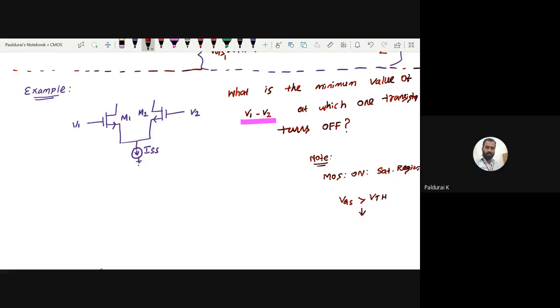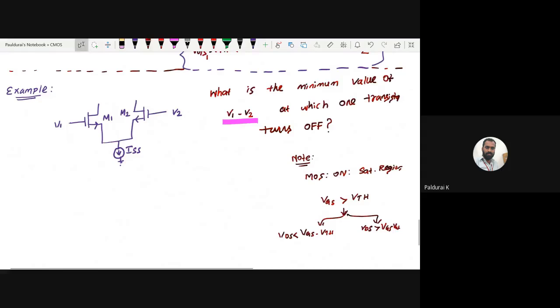Here there are two regions. One is the linear region, the other is saturation, right? Linear region means VGS minus VTH, right? Here VDS less than VGS minus VTH. Here VDS greater than VGS minus VTH. VGS greater than VTH. Okay, this region is called linear region, that everyone knows. This is my saturation region. Okay, so this is the condition for on, right?